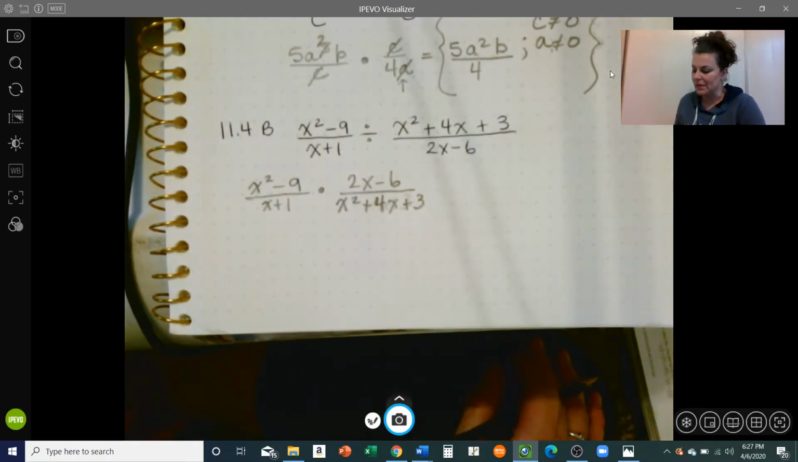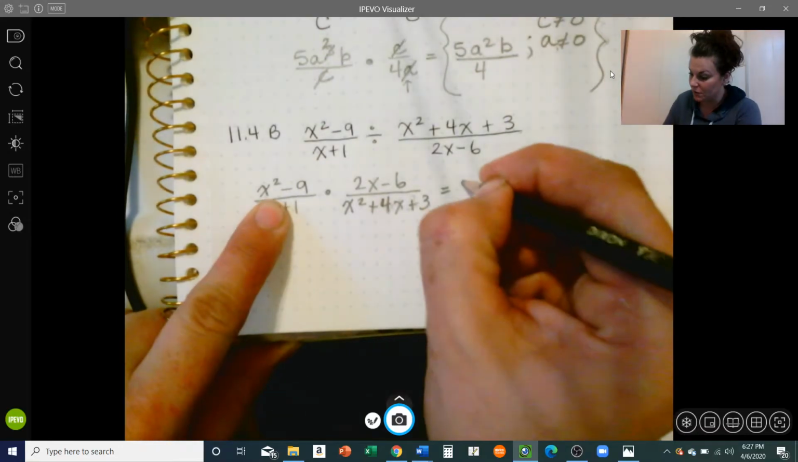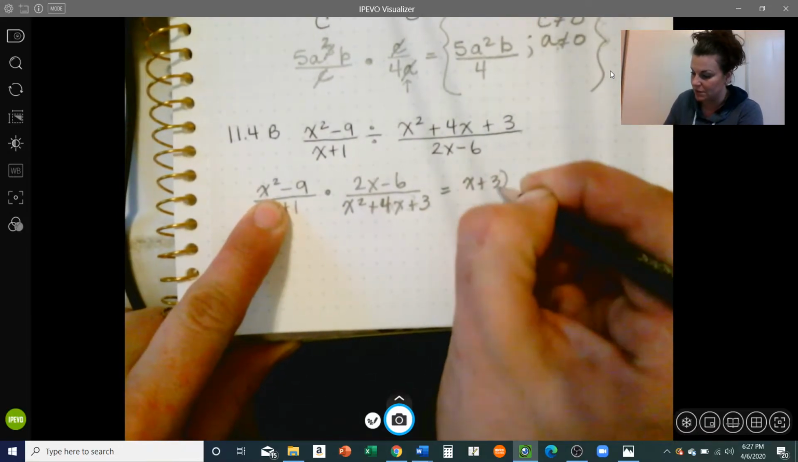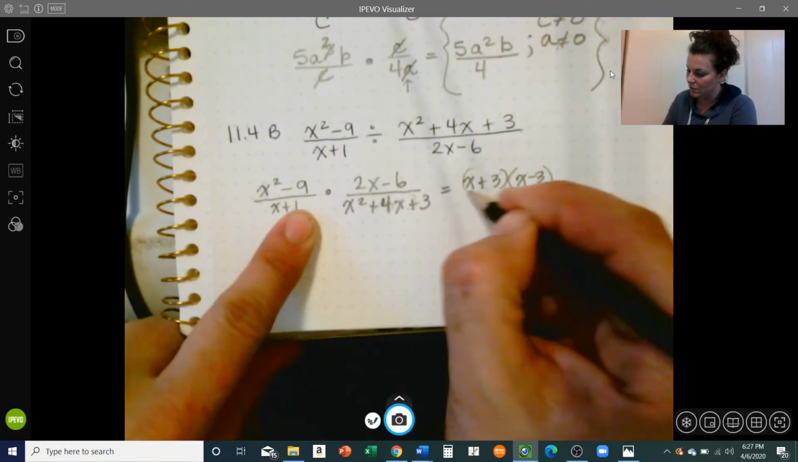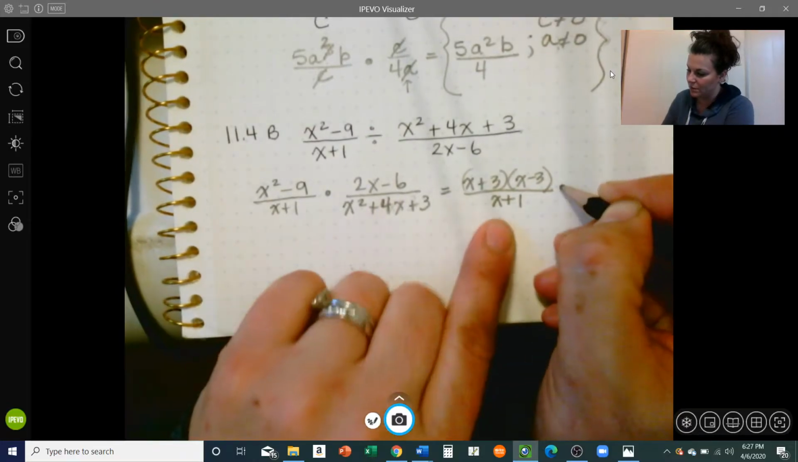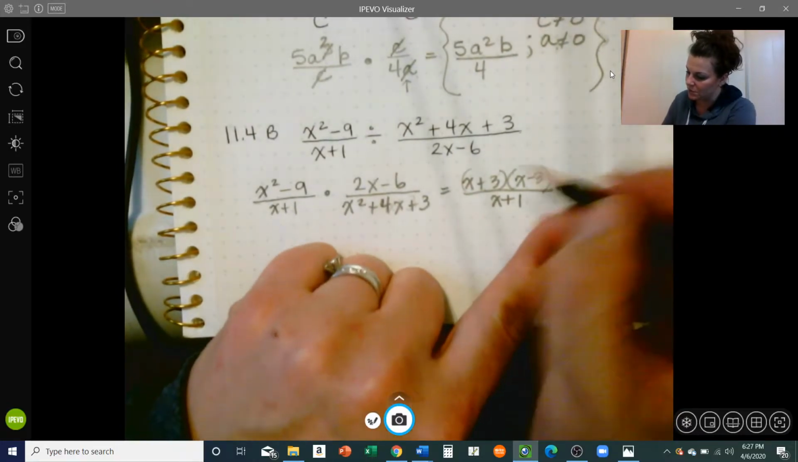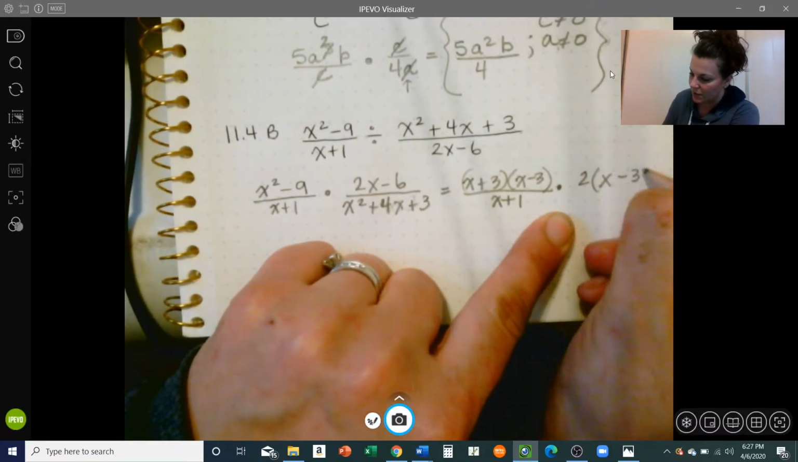Okay. So now I'm going to factor. I have the difference of 2 squares, so that's x plus 3 times x minus 3 over x plus 1 times, here I can factor out a 2. So I have an x minus 3.